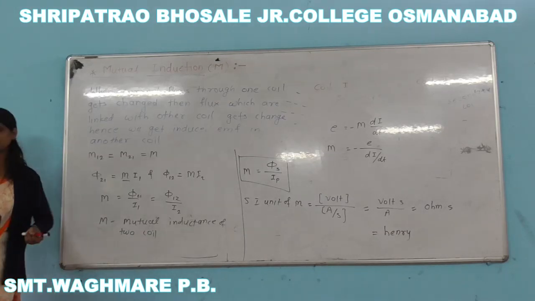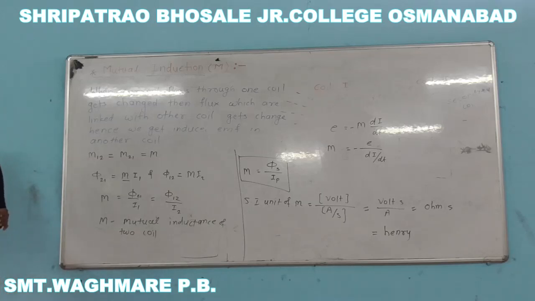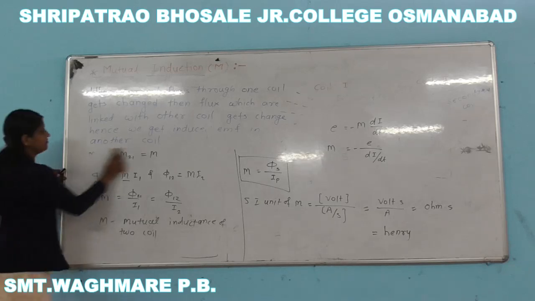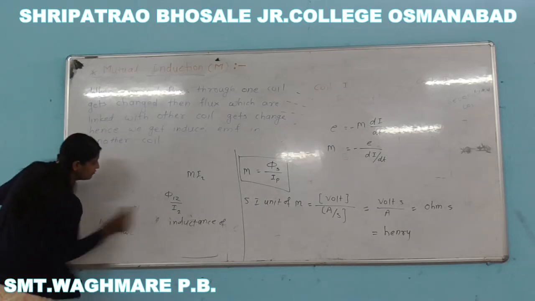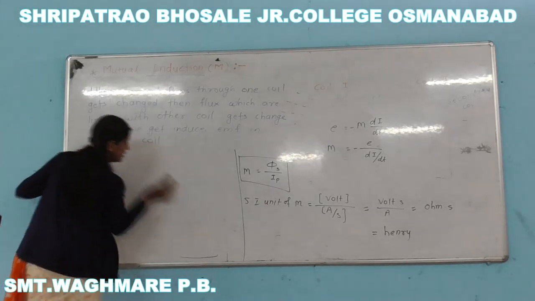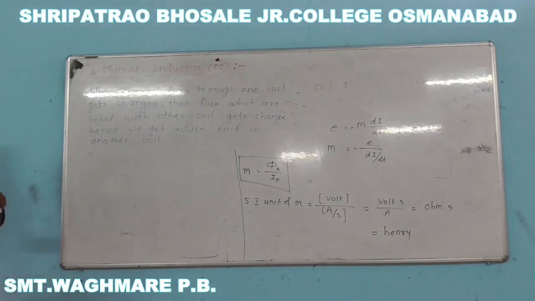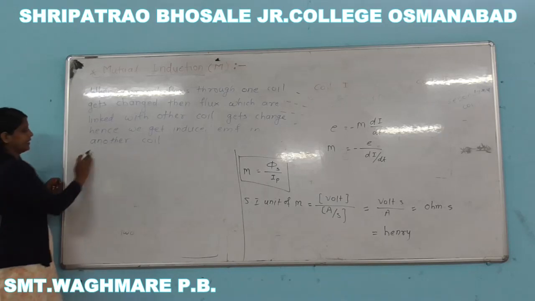Therefore, from this equation, mutual inductance is defined as the value of induced EMF produced in the secondary circuit per unit rate of change of current in the primary circuit.